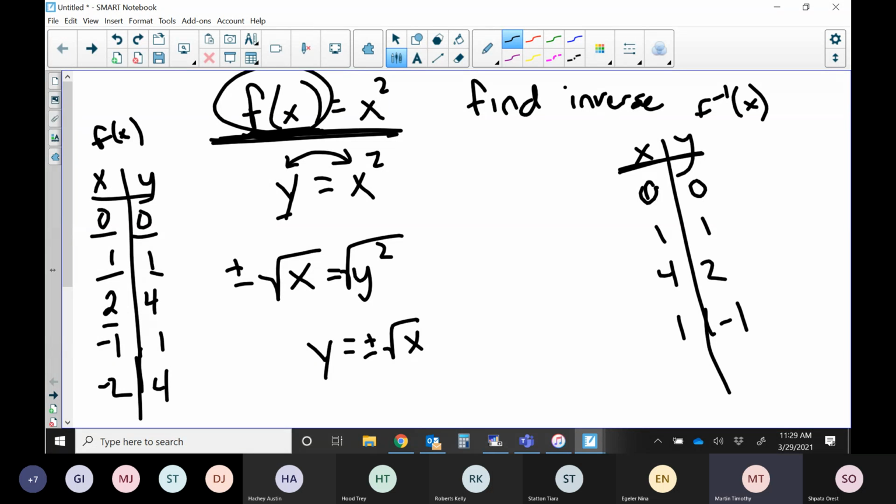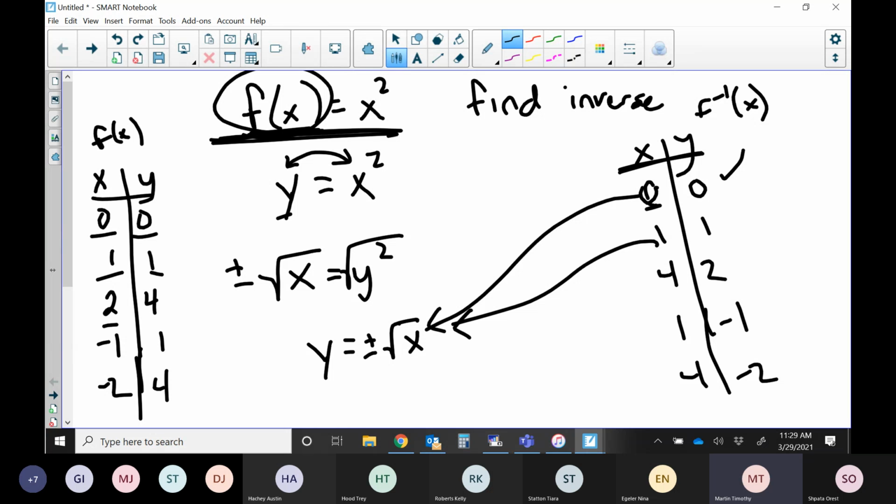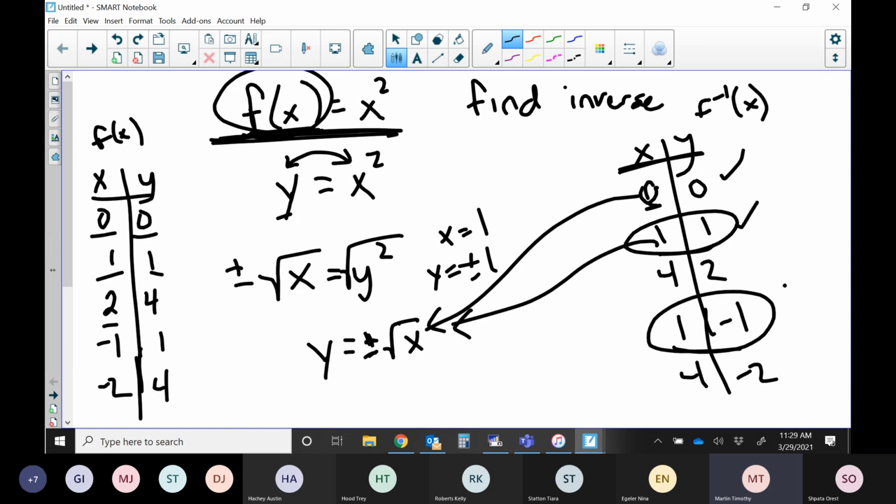If I put a 4 in, I can get a -2. So watch what happens. If you put a 0 into this, the square root of 0 is 0, plus or minus 0 is just 0. Check, that worked. If you put a 1 in, the square root of 1 is 1, but then you get plus or minus. So what this says is you put x equals 1, you get a y equaling plus or minus 1, which is right here. You put a 1 in, you get a 1 out, or you put a 1 in, you get a -1 out. So both of those check out.